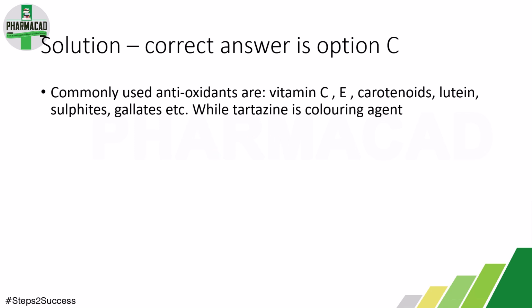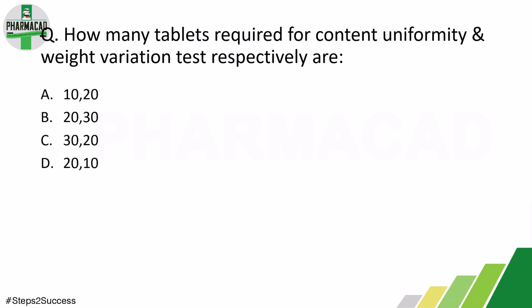Commonly used antioxidants are vitamin C, that is ascorbic acid, vitamin E, that is tocopherol, carotenoids, lutein, sulfite, phthalates, etc. While tartrazine is a coloring agent. So you guys have to remember कि कौन सा coloring agent है, कौन सा antioxidant है, कौन सा preservative है. Antioxidant basically help to prevent the oxidation of active pharmaceutical ingredient because of the environmental oxygen. Oxidation अगर नहीं होगा तो deterioration नहीं होगा. If deterioration नहीं होगा तो then the drug is good to use.